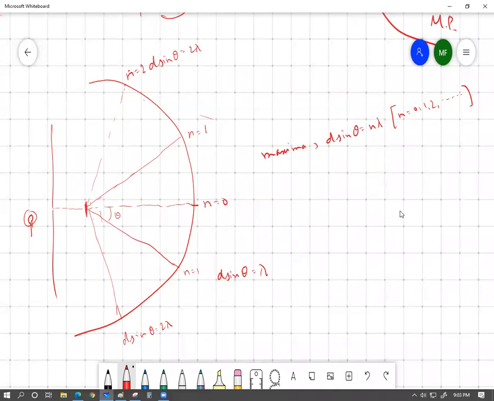Your syllabus goes up to this much; the minima part is not given in your syllabus, I don't know why, but I'm just going to complete my lecture. So the minima points where we have the black spots, these are definitely going to be what? d sine theta equals what will it be? What should we write here? Plus half, n plus half. Beautiful.